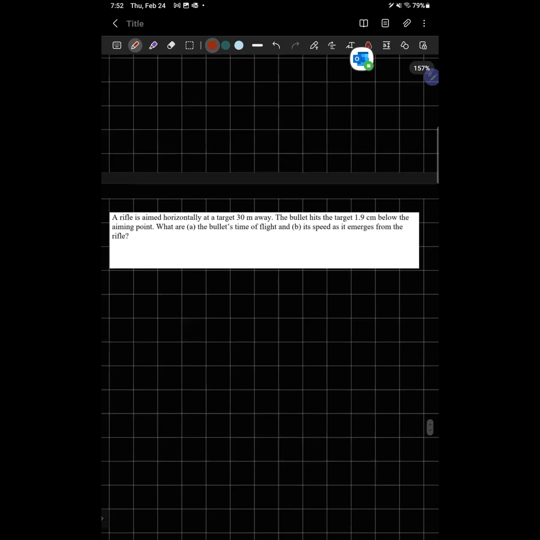Last question. A rifle is aimed horizontally at a target 30 meters away. The bullet hits the target 1.9 centimeters below the aiming point. What are the bullet's time of flight and the speed at which it emerges from the rifle? So let's start with A.